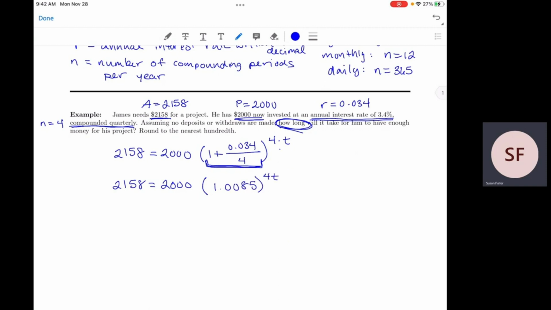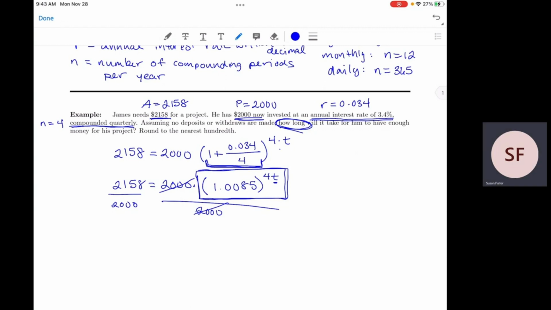I need to get to t. And this is an exponential equation here, right? I've got t, my variable, in an exponent. I need to solve this exponential equation. To solve an exponential equation, you need to get the exponential part by itself first. We need to isolate this, which means we need to get rid of that 2,000. The 2,000 is connected by multiplication here. So to undo that, I'm going to divide both sides by 2,000, and that's going to get rid of the 2,000 so I can get the exponential by itself.